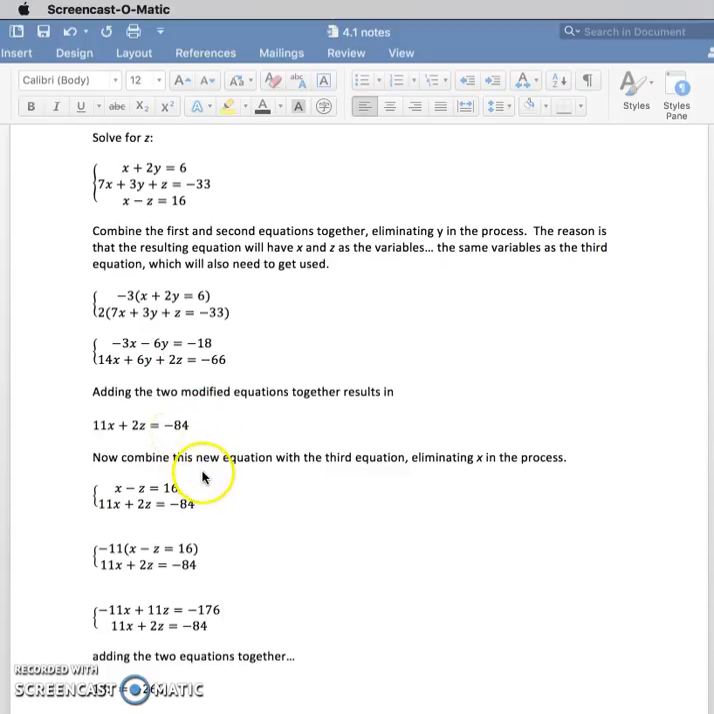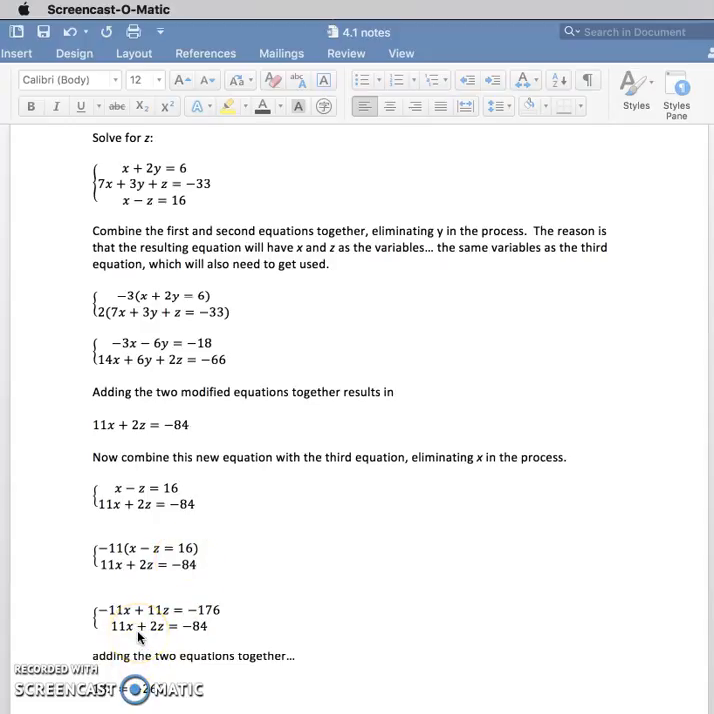Now let's combine this new equation with the third equation, x minus z equals 16. We're going to eliminate x in the process because we're trying to solve for z. So this should be familiar territory. You should have already covered elimination with two variables. We'll take the third equation and multiply it through by -11. That'll give us -11x plus 11z equals -176 when you multiply the -11 times the 16.